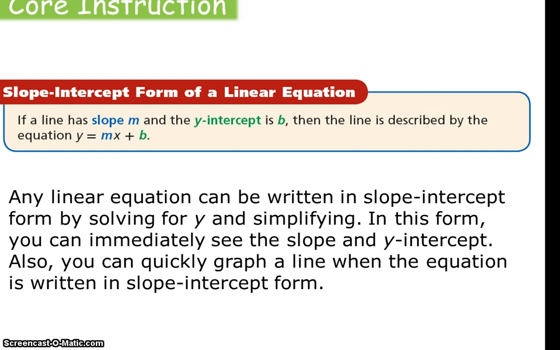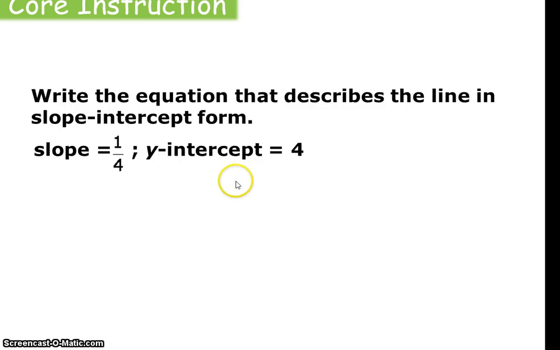Any linear equation can be written in slope-intercept form. Any line can be written in slope-intercept form by solving for y and simplifying. In this form, you can immediately see the slope and the y-intercept. Also, you can quickly graph a line when the equation is written in slope-intercept form. So it's good to be in this form, because if it's in y equals mx plus b form, I know the slope immediately, it's the coefficient in front of x, and I know the y-intercept. It's that constant b. So let's take a look.